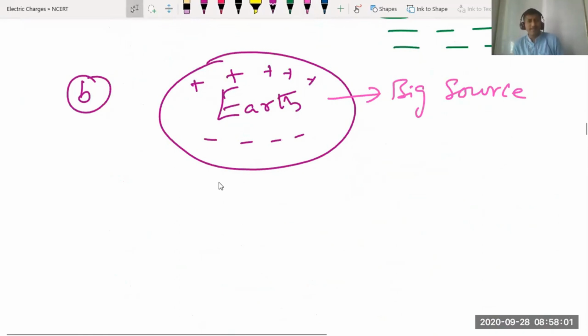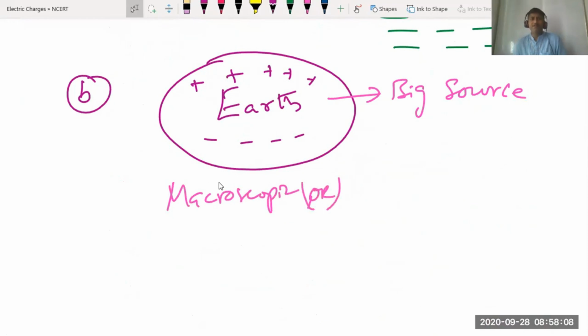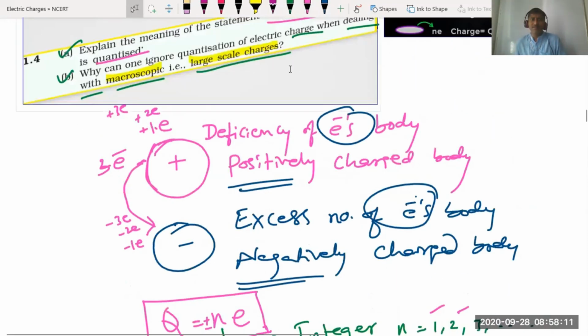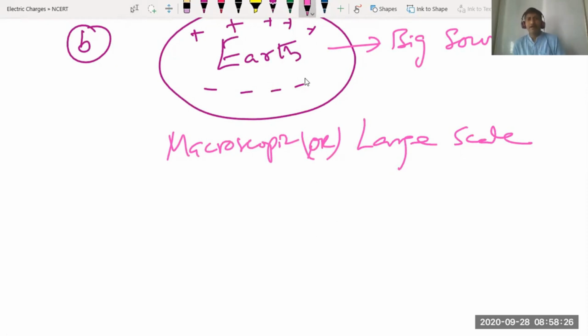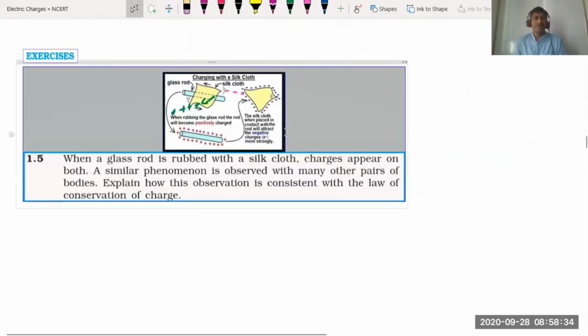So that is the reason why on a macroscopic scale, or for large-scale bodies, as he told in this question, large-scale charges, the quantization of charge can be ignored. It doesn't matter here. Like in an ocean, if you take out one spoon of water, or pour one in, the level cannot be altered. Likewise, this is very minute. In that way we can understand and give the reason.